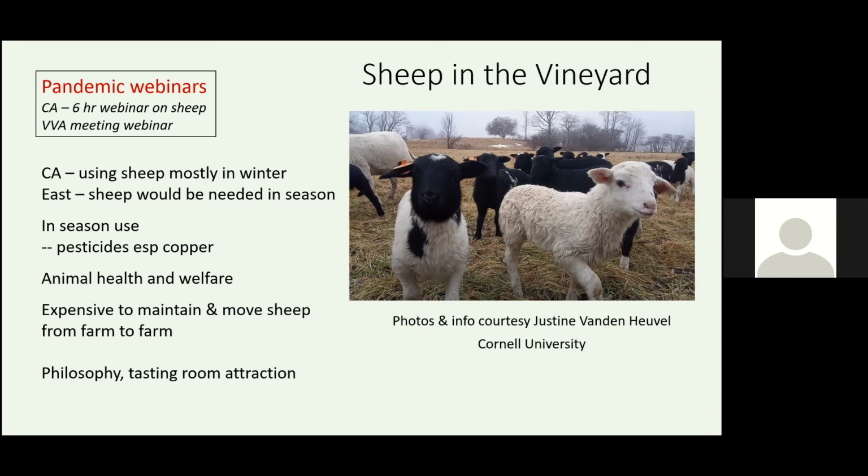This guy in California estimated it took him about $1,500 to move his flock of sheep just down the road, a mile or two, because you have to factor in the cost of the vehicles and the trailer and the shepherd and the insurance and so forth, animal care. So it takes a little bit of effort.